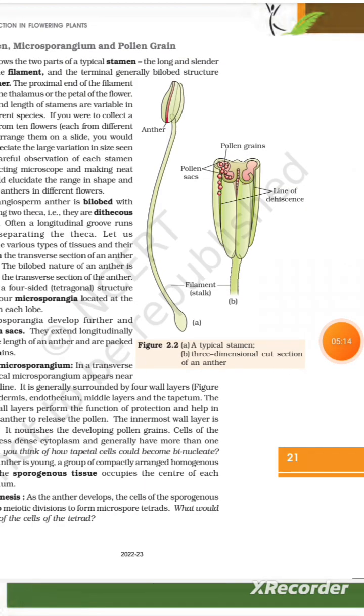Figure 2.2a, a typical stamen. B, three-dimensional cut section of an anther.